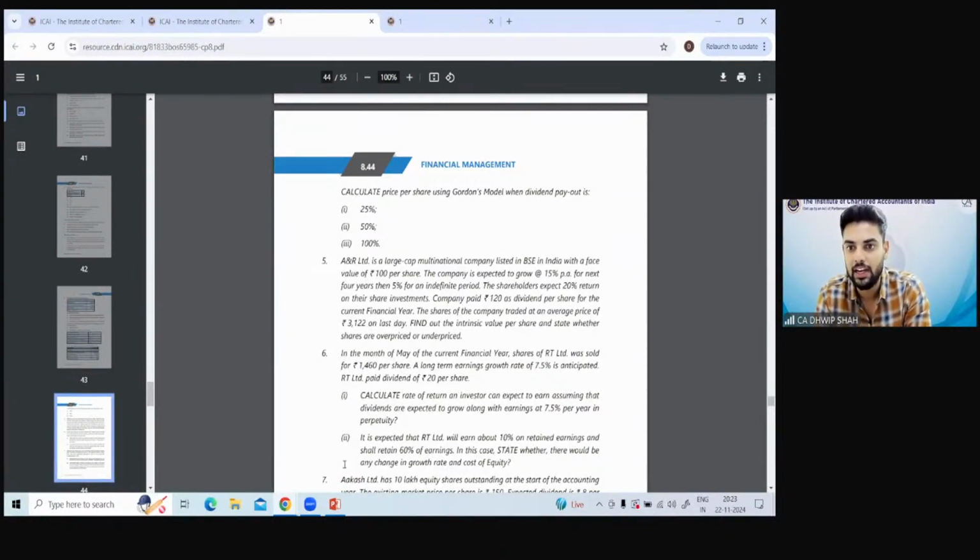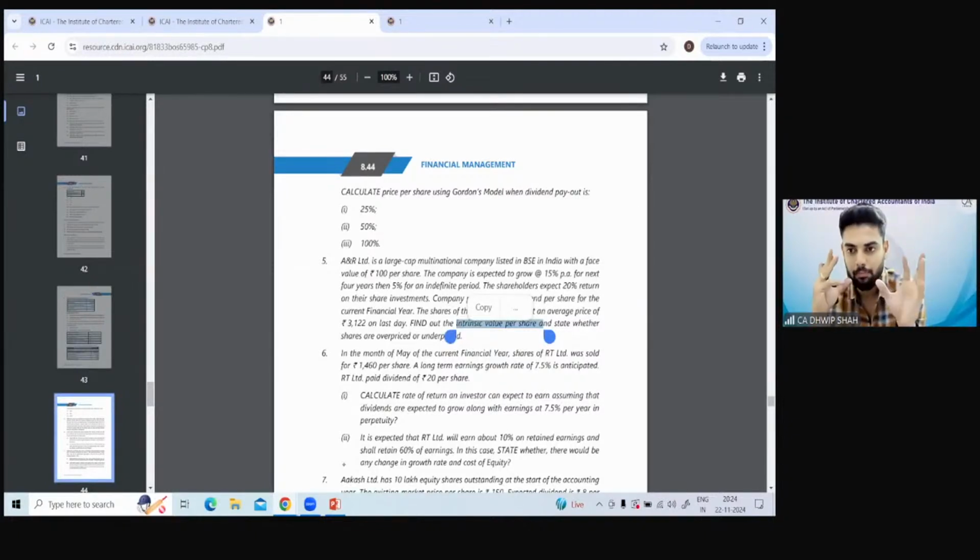Company paid 120 as dividend per share for the current financial year. Okay? Company paid 120, means this is D0. Company had already paid this dividend. Find out the intrinsic value per share. See, intrinsic value is nothing but P0.